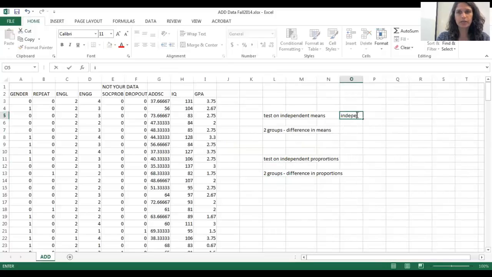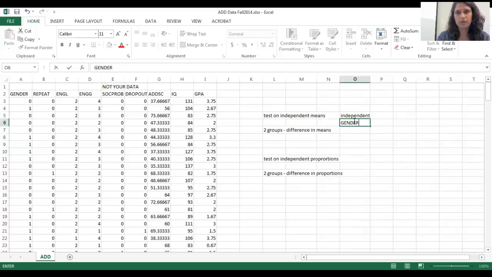So 2 groups that I could look at. Let's see how I could break it up. I could break it up by gender. So gender would be my independent variable, and then I could see if IQ is different. So I'm going to look at the mean IQ, and that's our dependent variable.